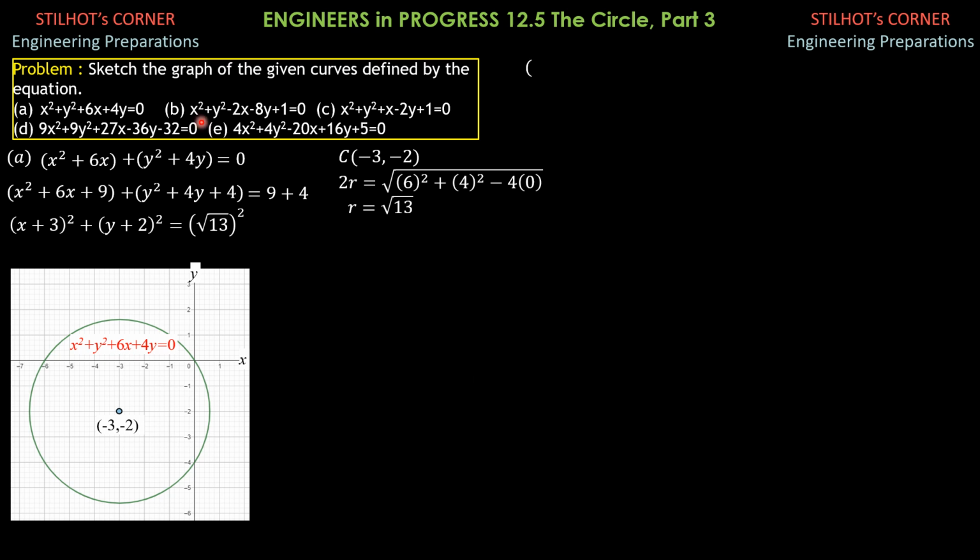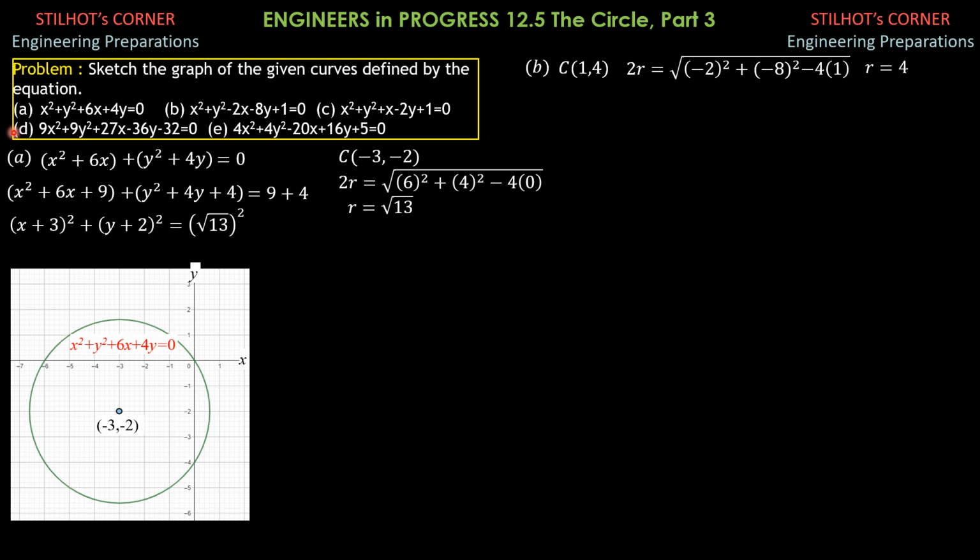We then proceed to part B. The center is at negative 1/2 of negative 2, so 1, negative 1/2 of negative 8, 4. So 1, 4. The radius is square root of negative 2 squared plus quantity negative 8 squared minus 4 times 1. So 4 plus 64, 68, minus 4, 64, square root of 64, 8 divided by 2. So the radius is 4.